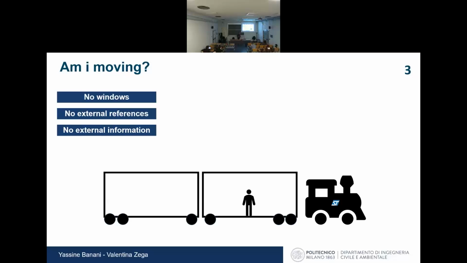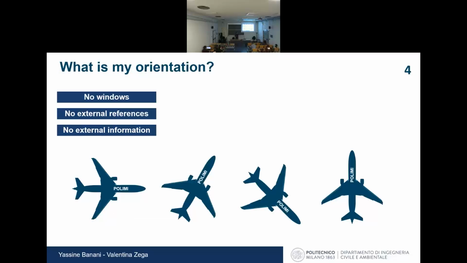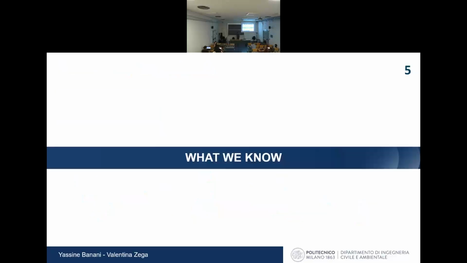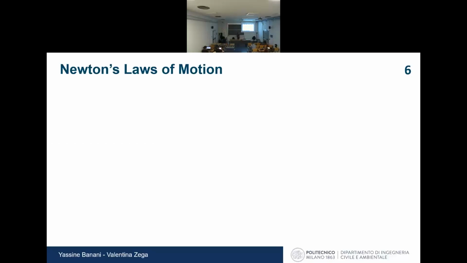And if we know that we are moving, we want to know if we are changing our orientation in space. Again, without external information. And how to do this? Let's build some bases. So I have talked about motion. Let's start from the Newton laws of motion.